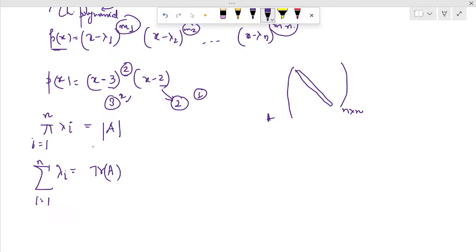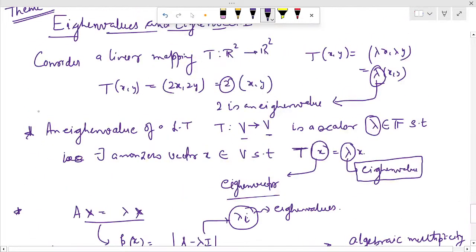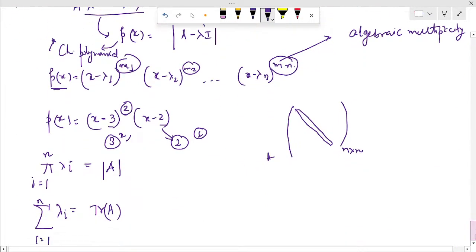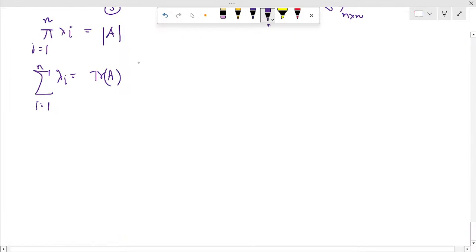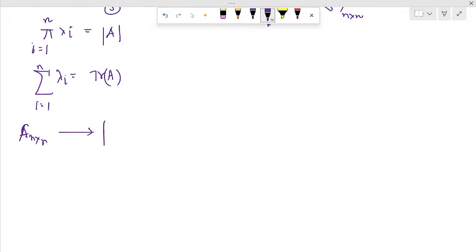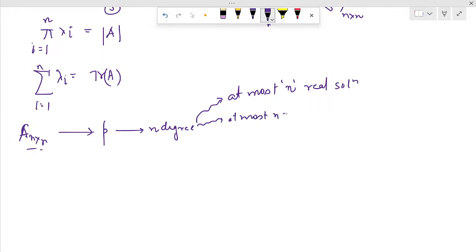Another thing you should remember, these are points I'm writing. The first point is the definition, the second point is the eigenvector, the third point I have stated regarding this. Since you have a matrix A of n cross n, the characteristic polynomial will be of degree n, and it will have at most n real solutions. By which I mean an n cross n matrix can have at most n real eigenvalues.